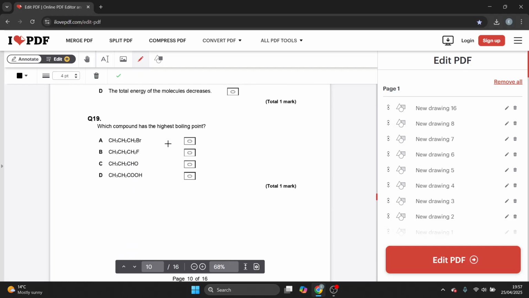Question 19. Which compound has the highest boiling point? Anytime you see this, immediately I'm looking for hydrogen bonding. That one doesn't have hydrogen bonding, neither does this one. Let me draw that out. I'm going to have to actually think, because hydrogen bonding is when an electron deficient hydrogen is bonded to an N, O or F atom. In this case, it's CH2F, so the F is actually bonded to a carbon, not to a hydrogen, so that's fine.